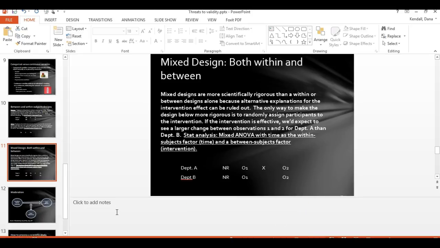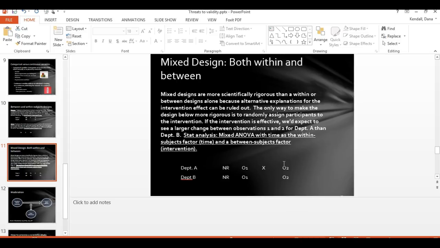Okay, moving along. Now we have a mixed design situation where we do have two groups like the independent t-test, but we have a within subjects factor, and that is a pre-test and a post-test. So this gives us the benefits of both within and between subjects design because it is mixed, and we can rule out a lot of threats to validity with this design.